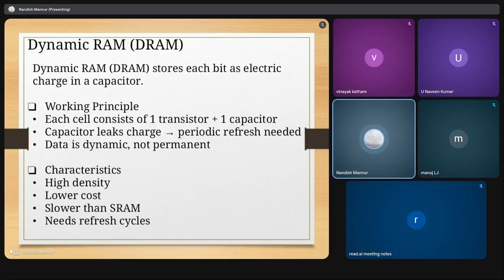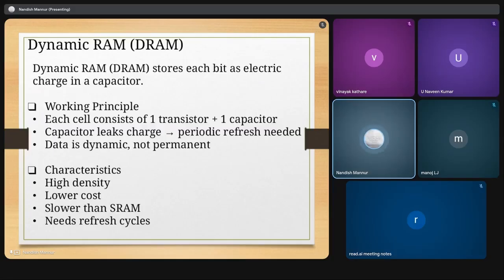Which means in a dynamic RAM, each cell of data consists of a single transistor and a capacitor. Capacitors leak charge, which means capacitors have a natural tendency to leak the charge. So the computer needs to periodically refresh the RAM. Data is dynamic, not permanent. As we know, RAM is a volatile memory, so it's not permanent.